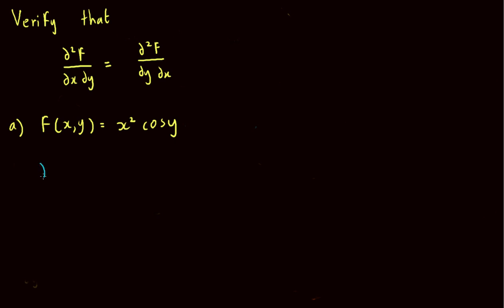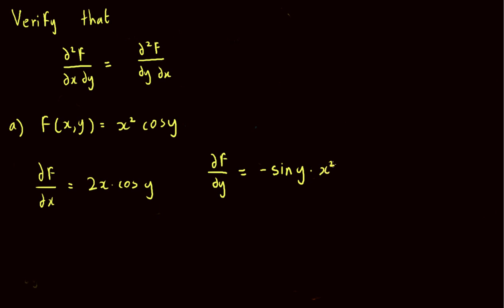We have to find del f/del x and del f/del y. Let me use my yellow color. So we find del f, del x, which is very simple. It's just simply 2x cos y, whereas del f, del y is just simply negative sine y x squared.